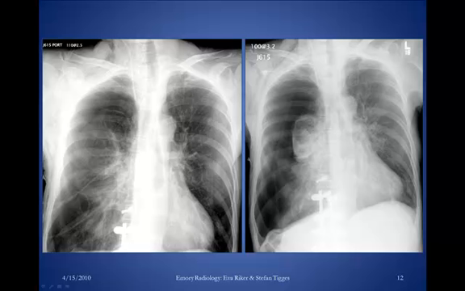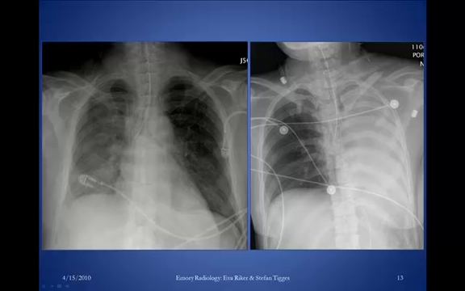Another example here, this patient had a right internal jugular catheter placed, and you can see that they have a pneumothorax that you can see very well on both of these images, and you can see that it's getting increasingly large, and in fact on the image there on the right you can see that the patient has developed a tension pneumothorax.